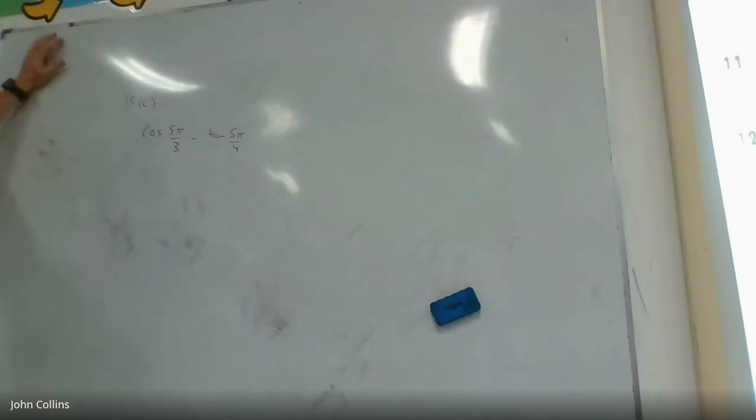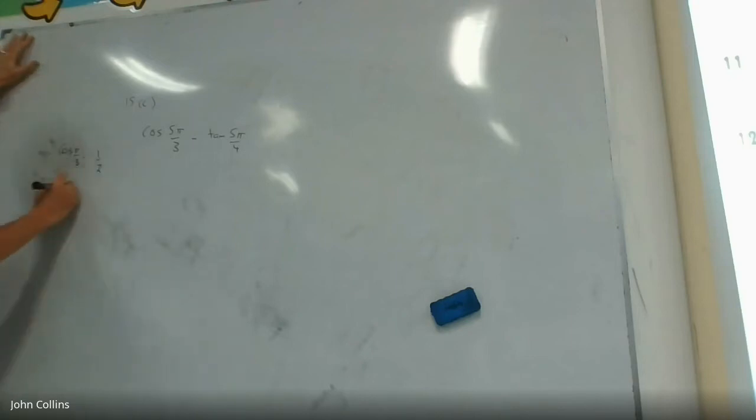My reference angle for pi over 3, what's cosine pi over 3 anyway? Which I know off by heart without looking back. Half? Yeah. And tan pi over 4, the reference for that is 1. That's on the screen. Good.